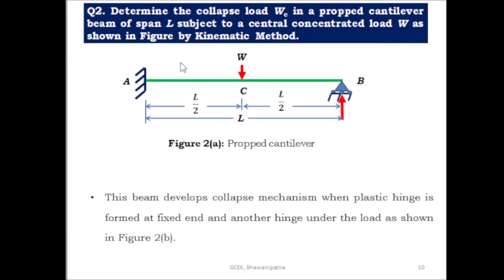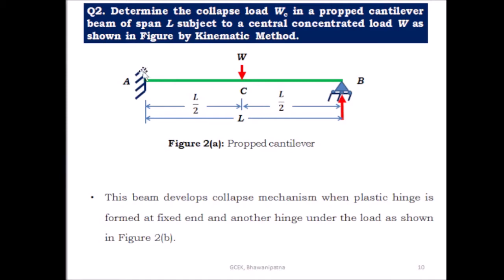Then coming to the second problem: determine the collapse load WC in a propped cantilever beam of span L subjected to a central concentrated load W as shown in figure, by kinematic method. So here we have to find out the collapse load of this propped cantilever by the kinematic method. The load is given as a central concentrated load. This is the length of the propped cantilever L, and the load is at the midpoint. This is the prop and this is the fixed end.